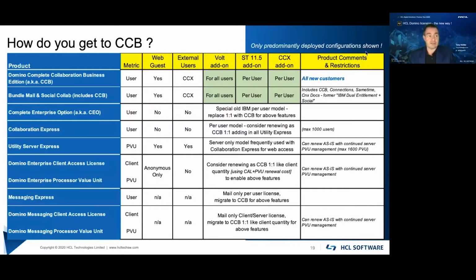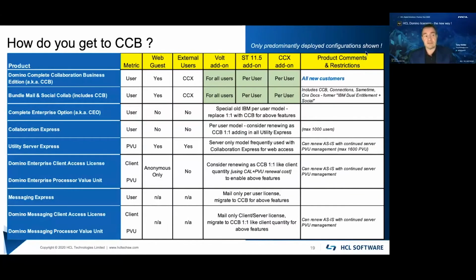Enterprise Client Access License and Enterprise Pro PVUs will take the total value of those on your renewal, and we'll switch you to the right number of CCB licenses, giving you that extra value and that ability to add Sametime and Vault onto your licenses.